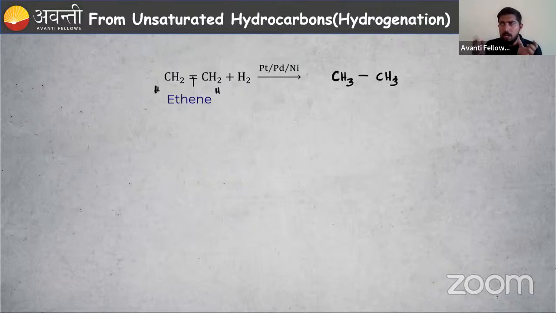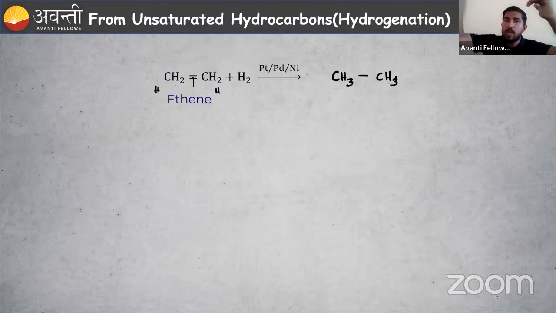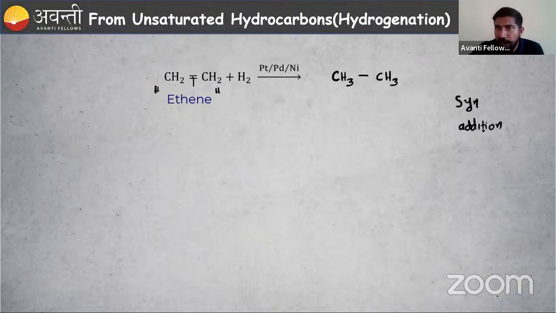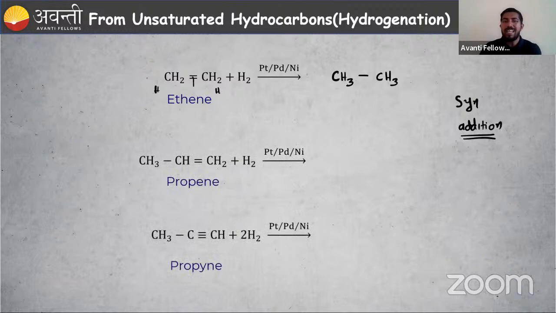One more thing to remember, both these hydrogens are added to the same side. Suppose they are coming from below, so both of them are coming from the below position. If one hydrogen is coming from above, the other will also come from above. Both groups are attacking on the same side, so that type of addition is known as syn addition. Syn addition, they are added to the same side. So important, hydrogenation is syn addition, right? So from ethene, ethane is formed.